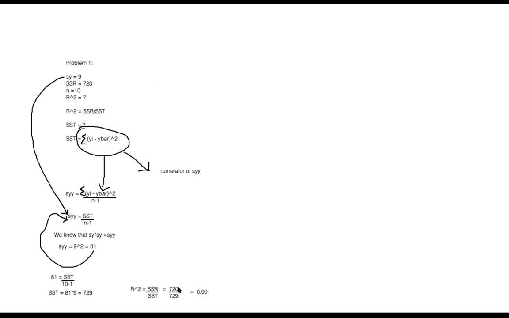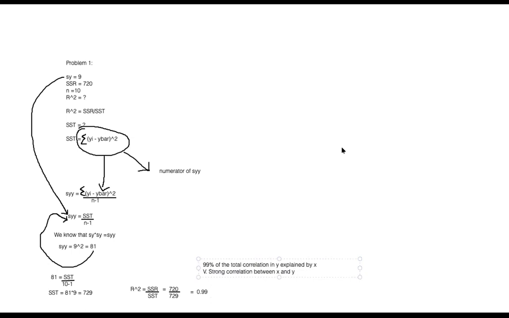So let's interpret this. 99% of the total variation in whatever the y variable is, we don't know, is explained by whatever the x variable is. And of course, this is greater than 0.64, so this is a very strong correlation between x and y.